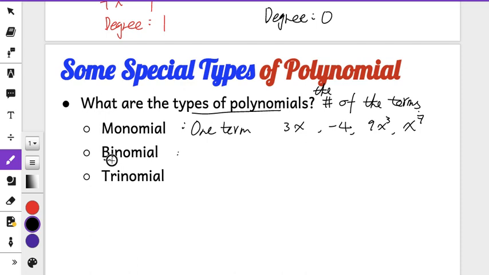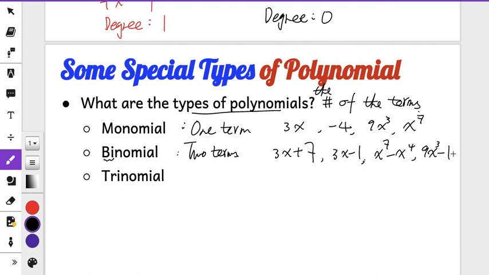Binomial, whenever you see bi, probably you can guess it, meaning 2 terms. So we can easily give more examples here. 3x plus 7, 3x minus 1, or we can give a higher exponent to this, or something with exponents and variables here. Some students might ask, do I consider this as a binomial? It is actually no, because we can combine this as one term, so we actually define this as a monomial.